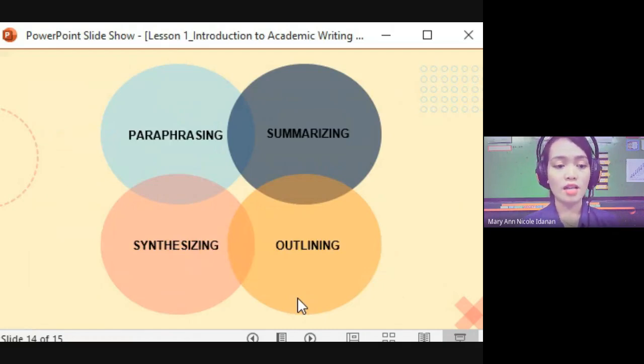So again, in outlining, it is a backbone of your material. So it guides you how you are going to write your academic texts purposefully, without you being like, oh my goodness, what am I writing about? It's like I already lost the thought. Okay, so outlining will help you to keep on track.